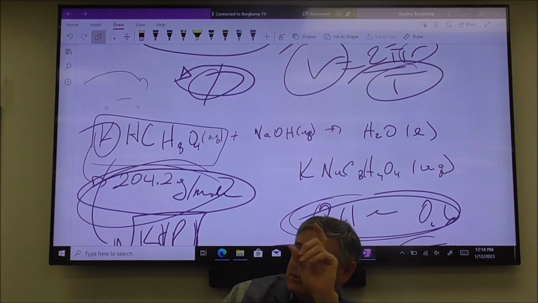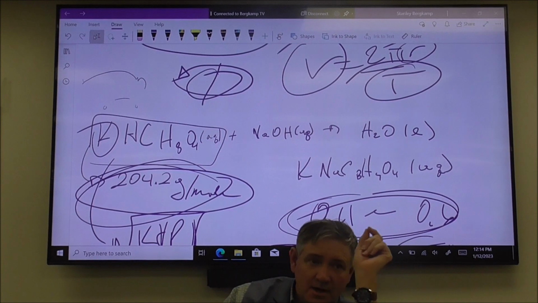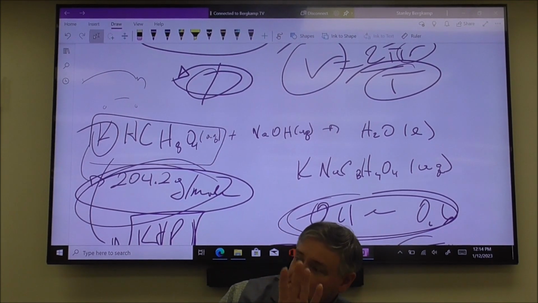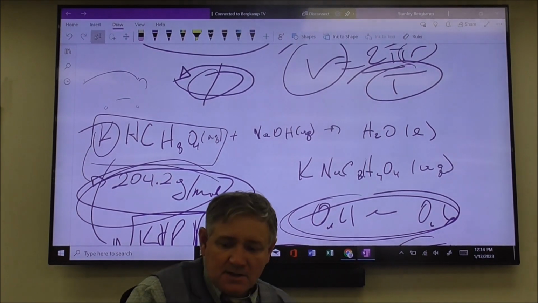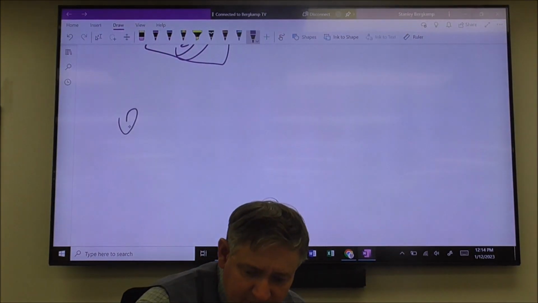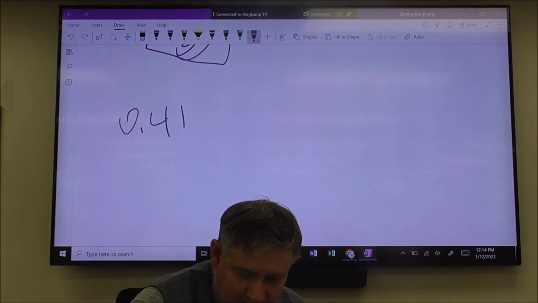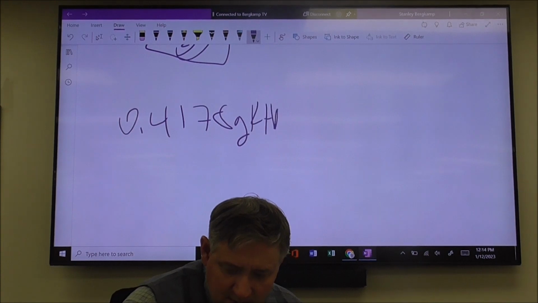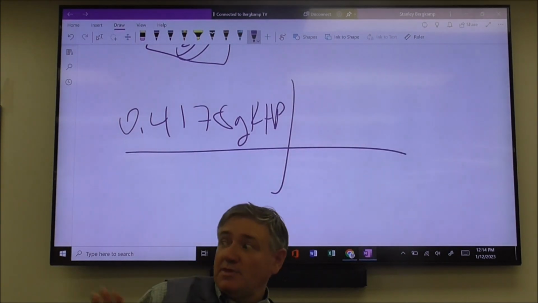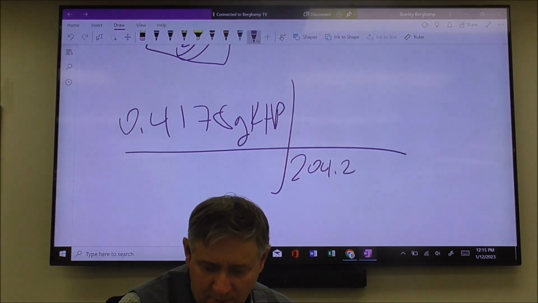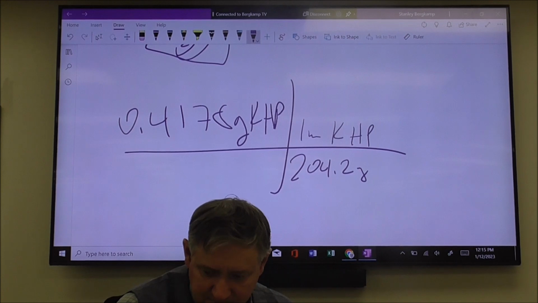So what you're going to do is know the volume of the sodium hydroxide that you add. This is where the magic happens. For example, let's say you have 0.4178 grams of KHP. Okay, you're going to know that number. You know the molar mass of KHP is 204.2 grams per 1 mole of KHP.